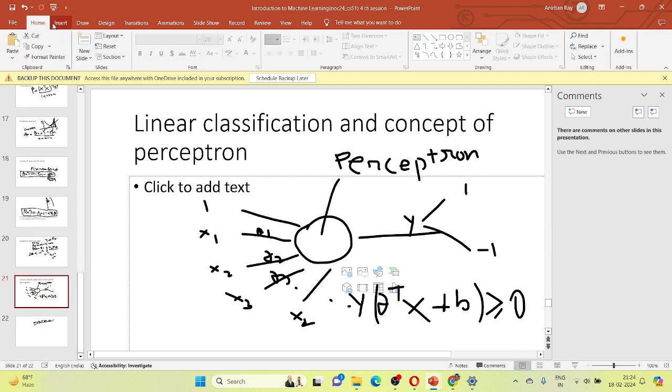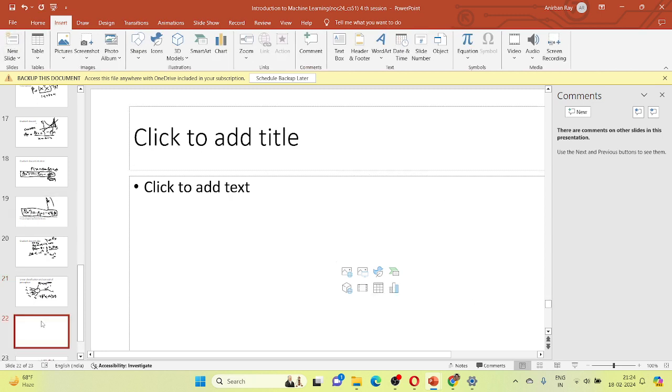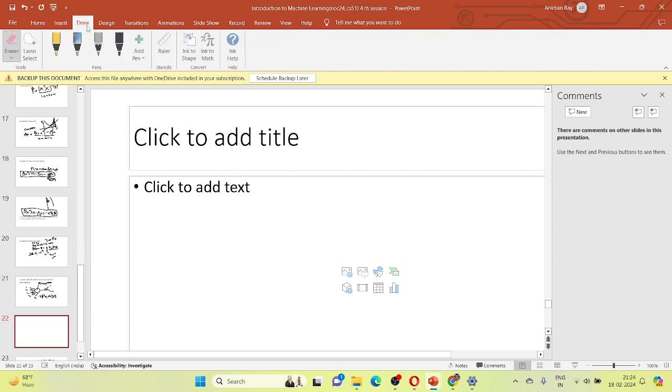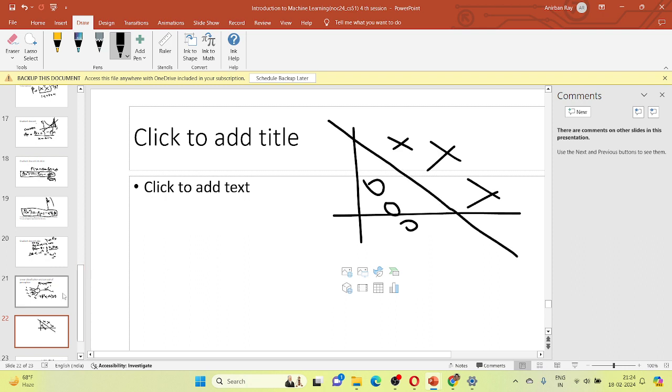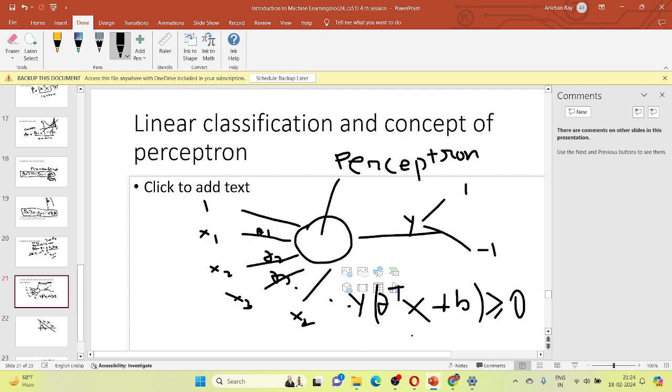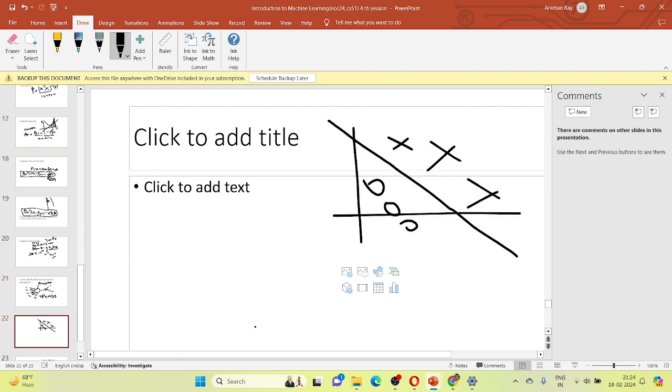If I go into more detail with some examples, this is our data plane, this is our data. The perceptron always gives a straight line. There are no x square terms or x cube terms. It is always a straight line to classify.